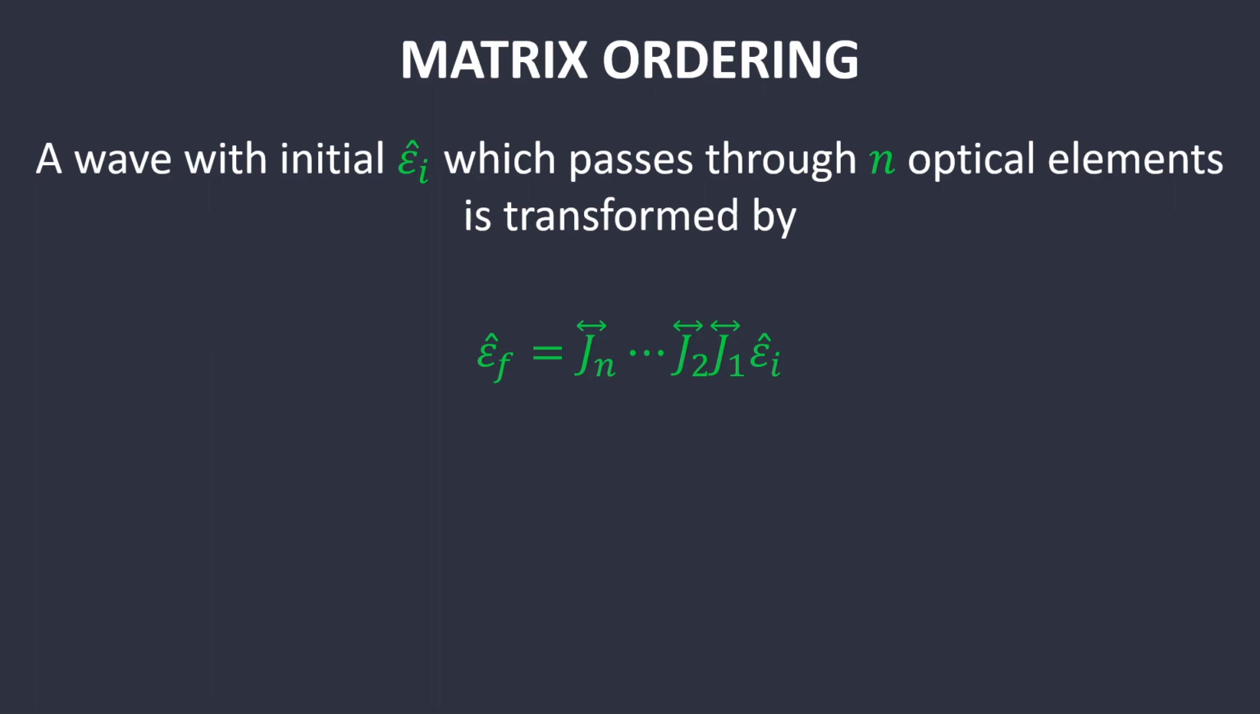And if you've taken any linear algebra class, you'll know that matrix multiplication in general does depend on the order of multiplication. And here it's the same. In the physical system, if something goes through a quarter wave plate and then goes through a polarizer, it's not the same as it going through the polarizer and then going through a quarter wave plate.